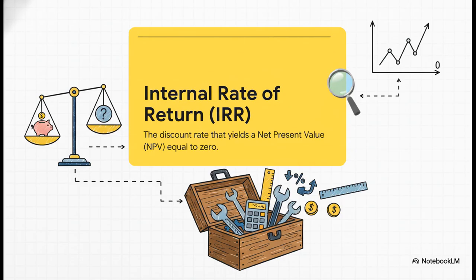Now, if NPV gives you a dollar value, IRR gives you a percentage. You can kind of think of it as the project's own personal interest rate. And what you do is you compare that percentage to your company's hurdle rate, which is just the minimum return a company wants to see before it says yes. If the IRR is higher than your hurdle rate, boom, you've got a winner.